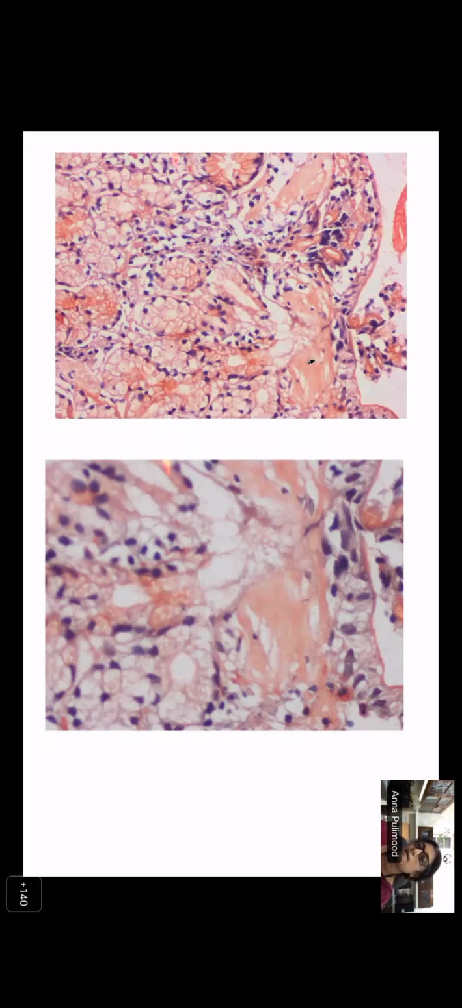What is the name of the color that you get with amyloid on Congo red? Anybody? Green, ma'am. Apple green. That's under polarized light. Yes, apple green. Apple green is under polarized light because of birefringence.